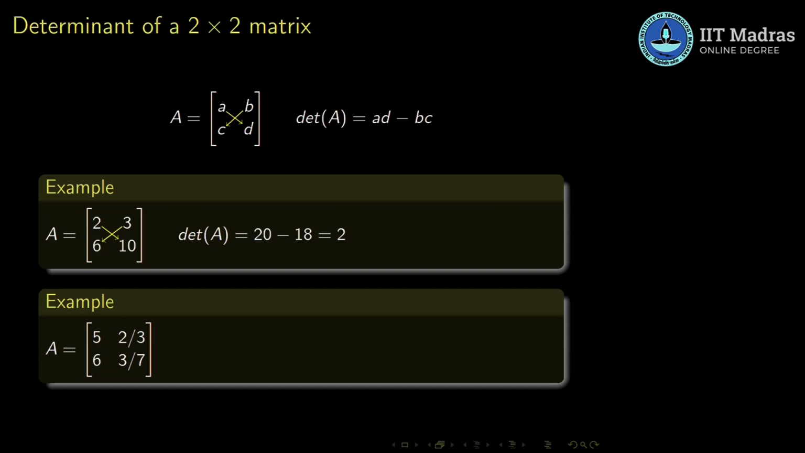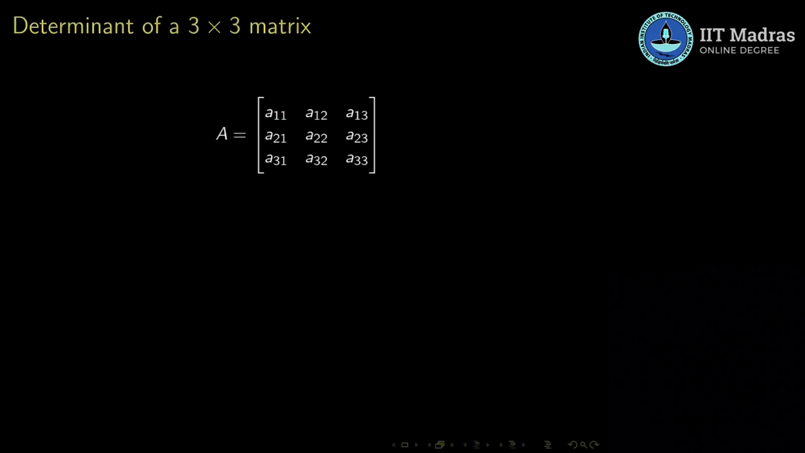If you multiply the diagonal entries, you get 15 by 7. If you multiply the other two entries, you get 2/3 times 6, which is 2 times 2, which is 4. Then we get the determinant of A is 15 by 7 minus 4, which is 15 minus 28 by 7, which is minus 13 by 7. Okay. So, we know how to calculate the determinant of a 2 by 2 matrix. Let us move on to a 3 by 3 matrix.